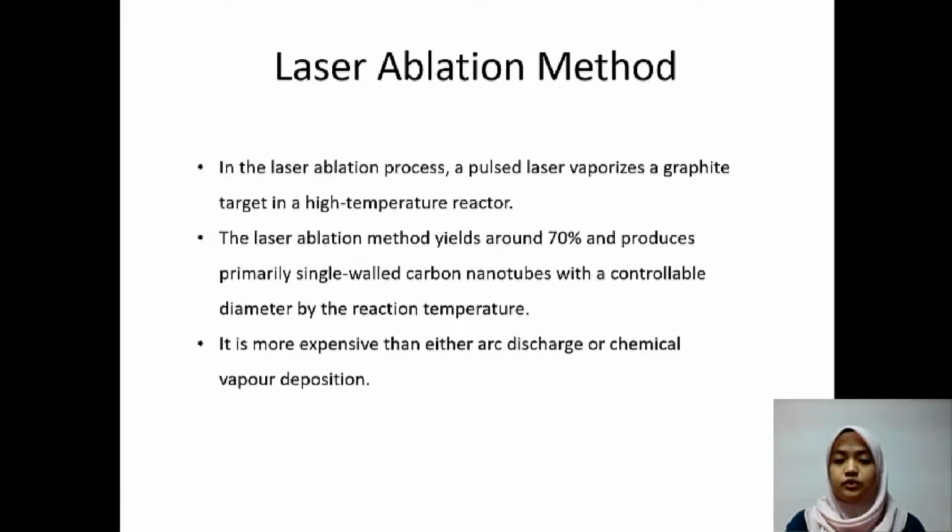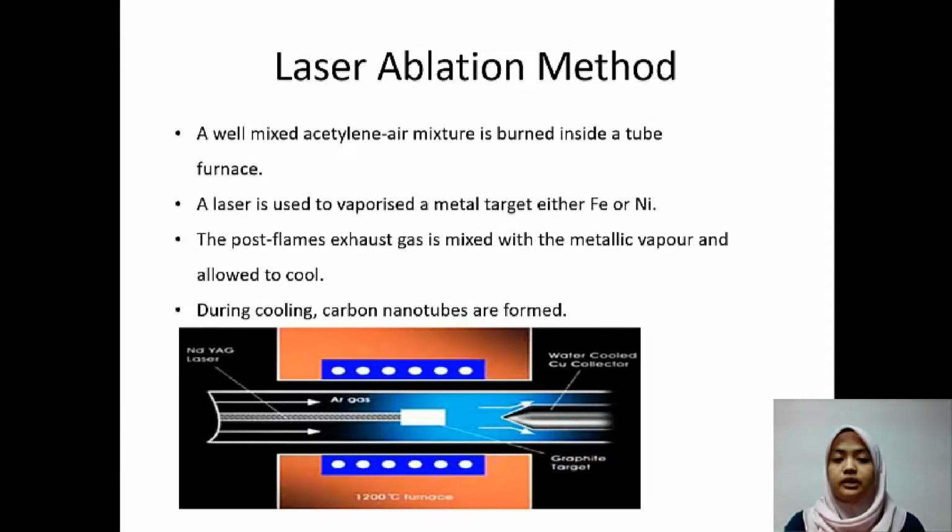In the laser ablation process, a pulsed laser vaporizes a graphite target in a high temperature reactor. The laser ablation method yields around 70% and produces primarily single-wall carbon nanotubes with a diameter controllable by the reaction temperature. It is more expensive compared to either arc discharge or chemical vapor deposition. This is how to produce carbon nanotubes by using the laser ablation method.